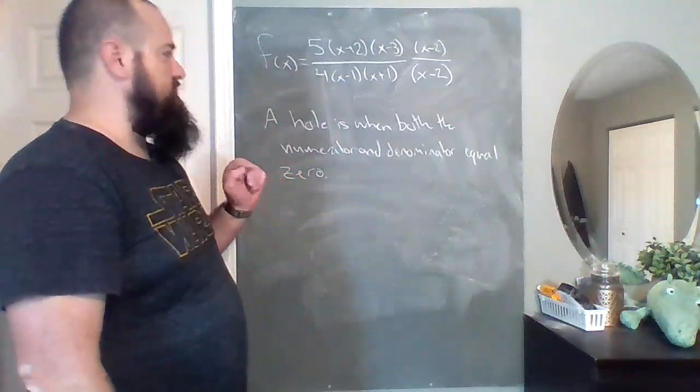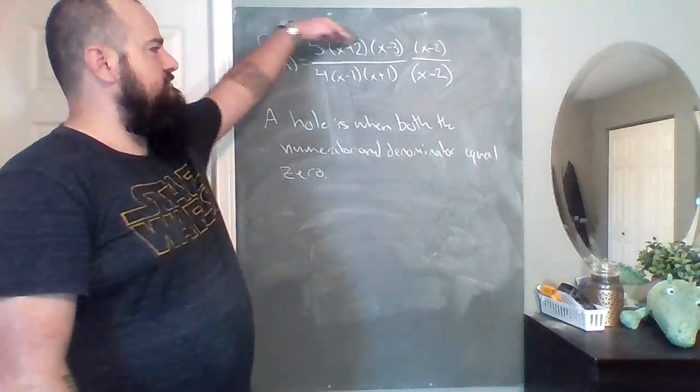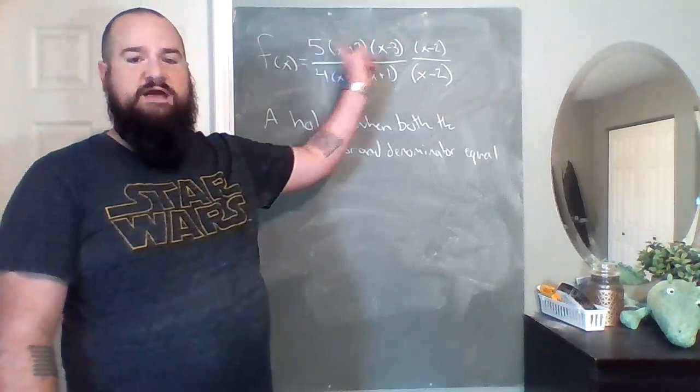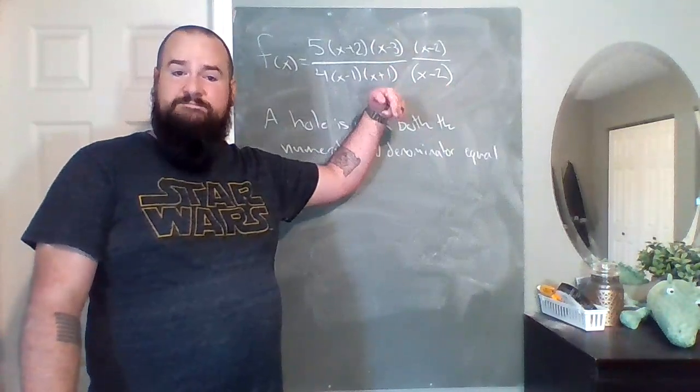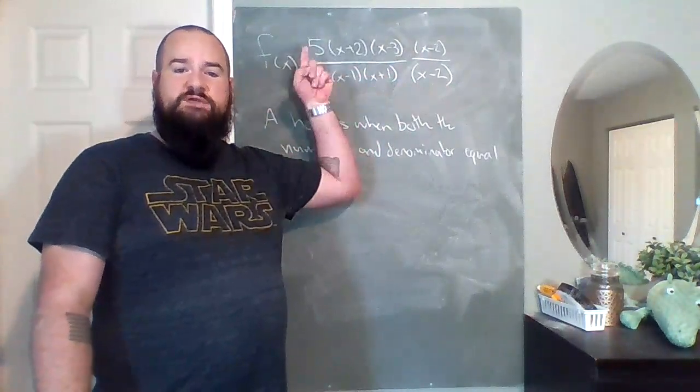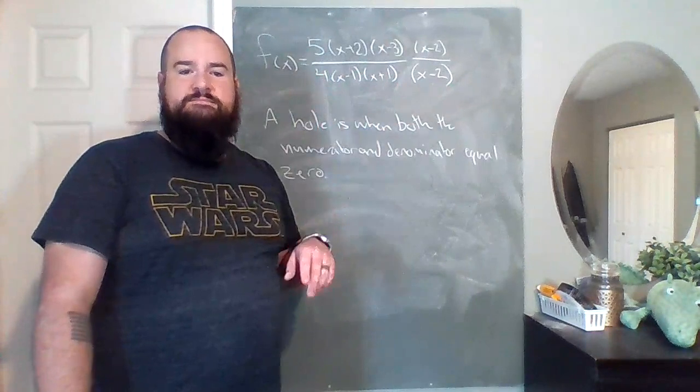Let's do that real quick with this one. The degree here, even if we include it, is degree 3. The degree here is degree 3, so they're the same. So this is a horizontal asymptote at 5 over 4.